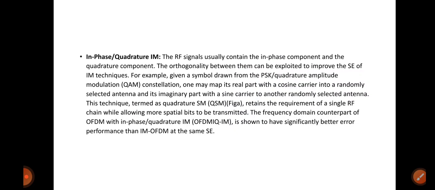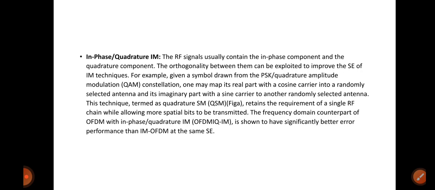In in-phase quadrature index modulation, the RF signal usually contains in-phase components and quadrature components. The orthogonality between them can be exploited to improve the SE of the IM techniques. For example, given a symbol drawn from the phase shift keying or quadrature amplitude modulation, QAM, constellation, one may map its real part with the cosine carrier onto a randomly selected antenna and the imaginary part with the sine carrier onto another randomly selected antenna.